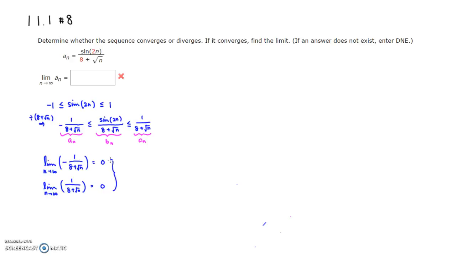Alright, so by the squeeze theorem, we get that the limit of the middle guy, which is the guy we're interested in, sine of 2n over 8 plus square root of n as n approaches infinity, is going to be equal to 0, because the smaller guy and the larger guy both approach 0. So that's the answer.